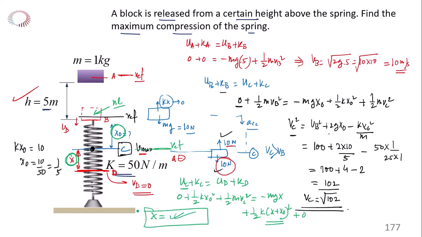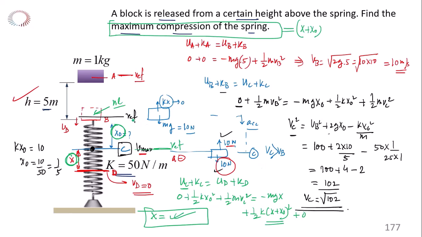Okay. So that means this is the further compression. In this question, you are asked to calculate the maximum compression of the spring. That means you want to calculate x plus x naught. So your answer for this question will be x plus x naught. I have already calculated the x naught and you have to calculate the x. So finally you get the answer.